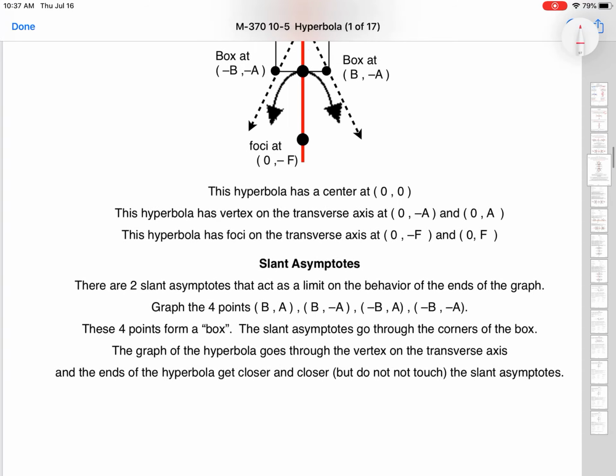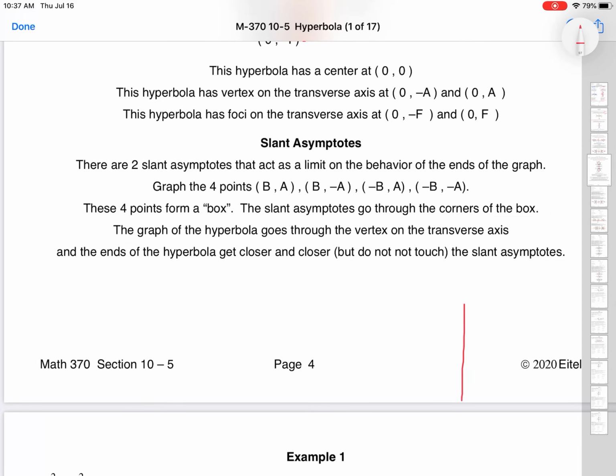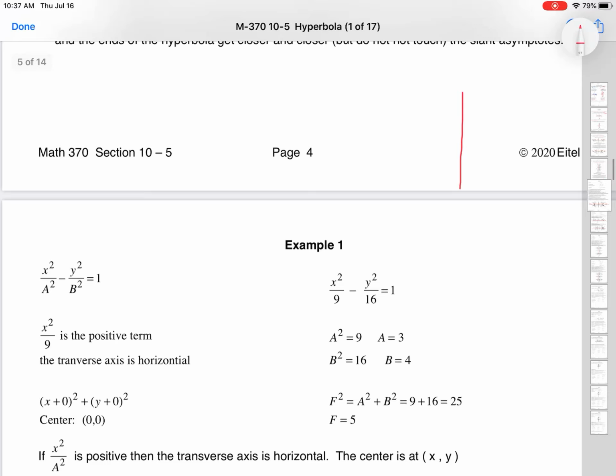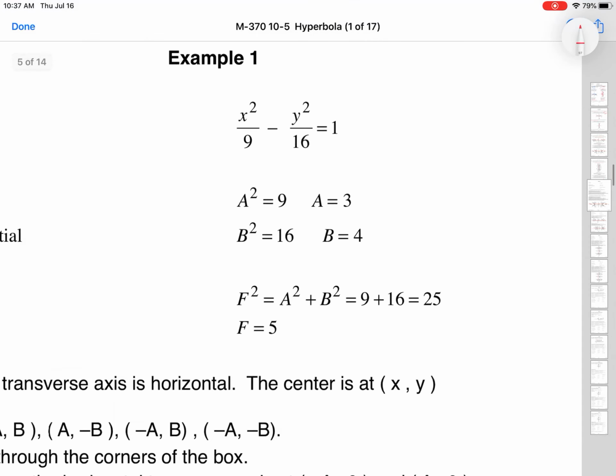There are two slant asymptotes, right? He's just summarizing everything. Let's see this in action. Let's go to an example. Make sure that they're done correctly.